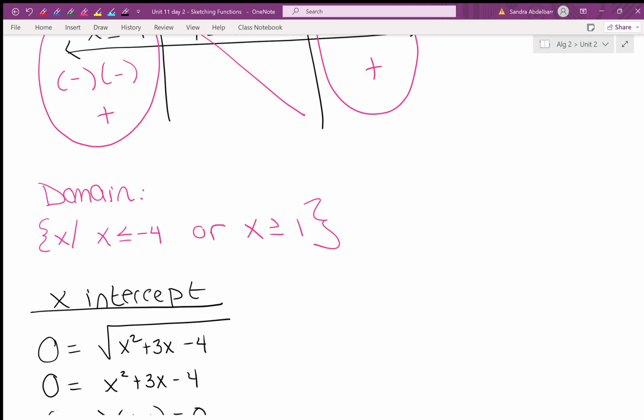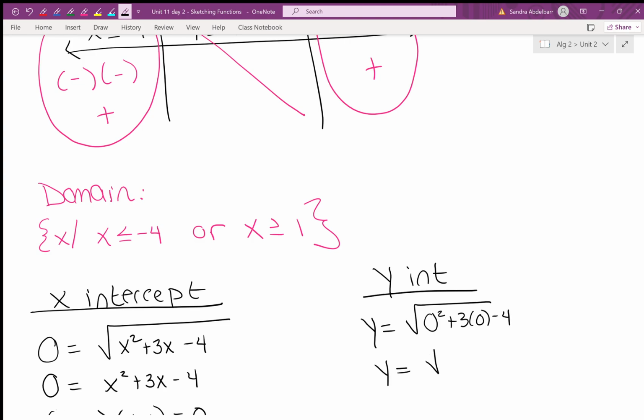All right. So now let's see the y-intercept. I like how Ryan was thinking. If I were Ryan, I'd be like, there's no point in even doing the y-intercept because I know there won't be one. Let's say you like to be robotic and you just want to compute things. Fine. You're going to get y is equal to the root of 0 squared plus 3 times 0 minus 4. Y will equal the root of negative 4.